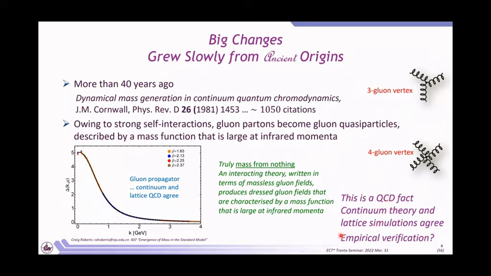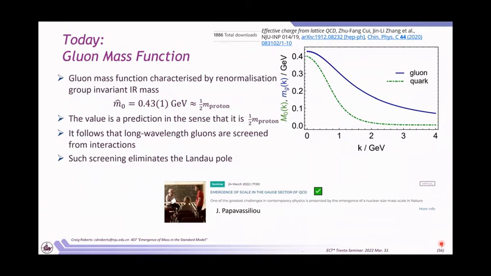The point now is, can we list an array of observables that can enable us to verify this theoretical fact about QCD? Today, we have a gluon mass function. I've illustrated it by the blue curve here. Johannes last week would have spoken about this at some length. Cornwall showed us some 40 years ago that the mass of the gluon is roughly half a GeV.